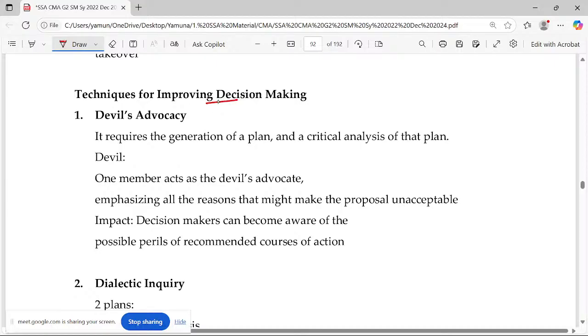Techniques for improving decision making. Devil's advocacy. What I can do is clearly generate the plan, and I check what are the things happening or what are the things I should take care of. I do everything in it. But what happens is we'll have a devil inside. Usually in your family also you have this devil. If you want to go for an outing with your family, you all plan in one single way and one person will come. He'll totally put a flop.